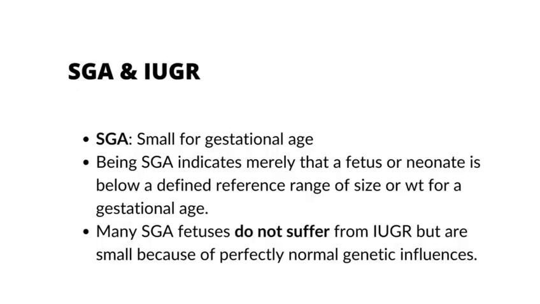SGA stands for small for gestational age. Being SGA indicates merely that a fetus or neonate is below a defined reference range of size or weight for a given gestational age. Many SGA fetuses do not suffer from IUGR, but they are small because of perfectly normal genetic influences. Pelvic bones will be different in a woman with less height, and they will be different in a woman who is tall and has a broad pelvis.